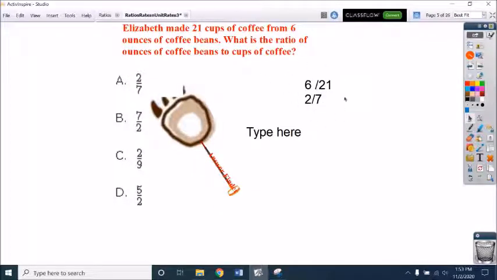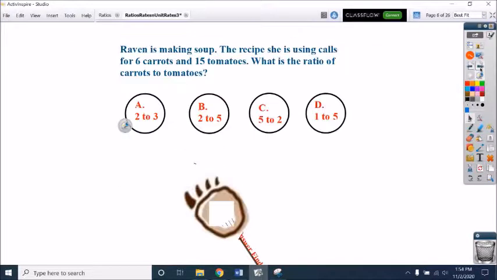Now I can't say "out of" here because we don't really have a comparison to a total. But we did put the 6 first because this asked for coffee beans. Coffee beans to cups. That's the only thing you have to pay attention to in ratios, is you're trying to see about that comparison. Let's move on to the next page.